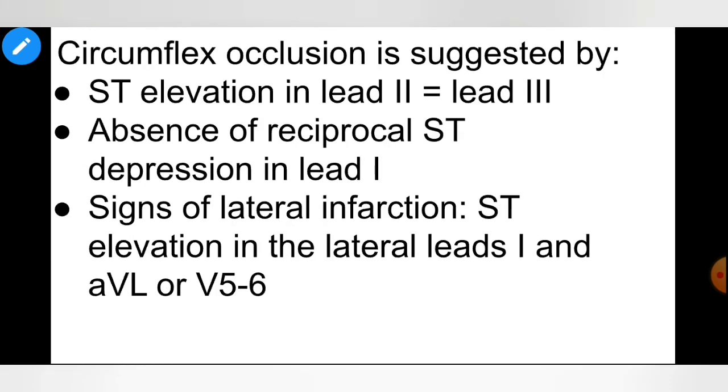Circumflex occlusion is suggested by ST elevation in lead 2 equal to lead 3, absence of reciprocal ST depression in lead 1, while there are signs of lateral infarction, that is ST elevation in the lateral leads, 1, aVL, V5 and V6.